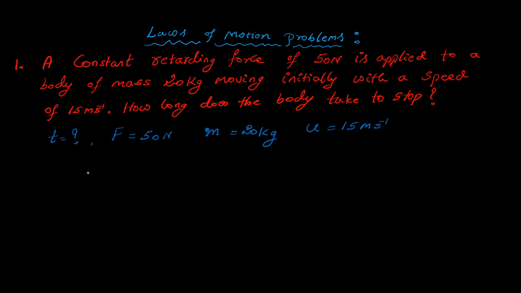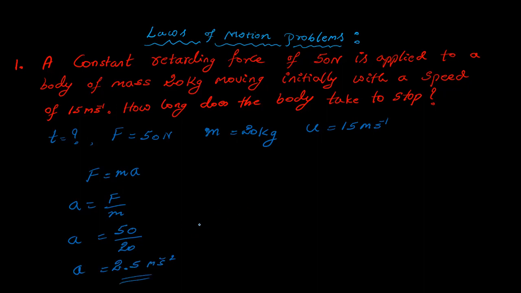So by using Newton's second law, we can write F is equal to ma. First find out what is the acceleration. a is equal to F by m. So that is 50 divided by 20. So a is equal to 2.5 meter per second square we get.